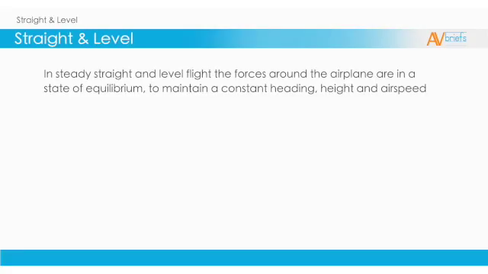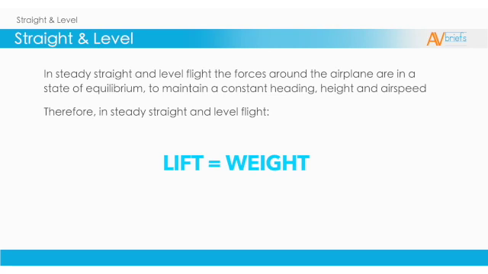When we are in steady straight and level flight, the forces around the airplane are in a state of equilibrium to maintain a constant heading, height, and airspeed. Therefore, when we are in straight and level flight, lift is equal to weight, and thrust is equal to drag.